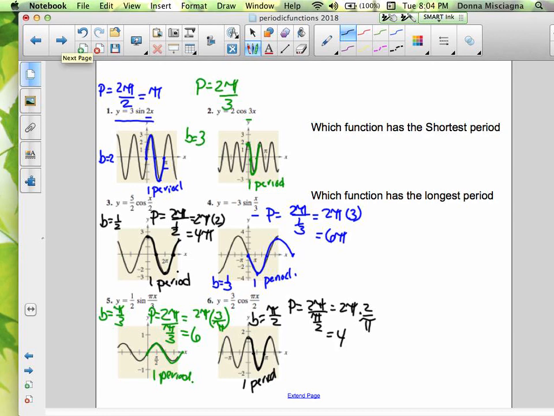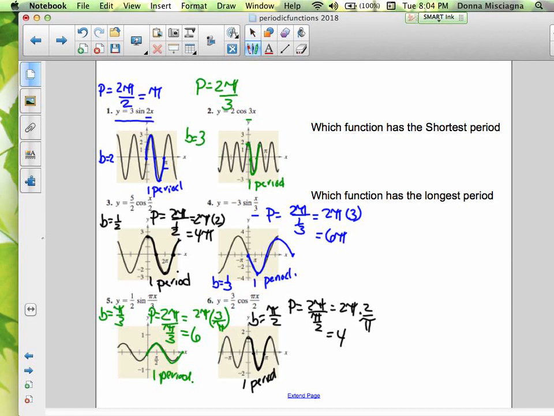Now let's put them in order from least to greatest. So who was the absolute fastest? Well, that's going to beat 4 pi. It's going to beat 6. It's going to beat 6 pi. Does it beat pi? Well, pi is 3.14, so it doesn't beat pi. And 2/3 of pi is less than 1 pi. So we'll list them in order, and then we'll put them shortest to longest.